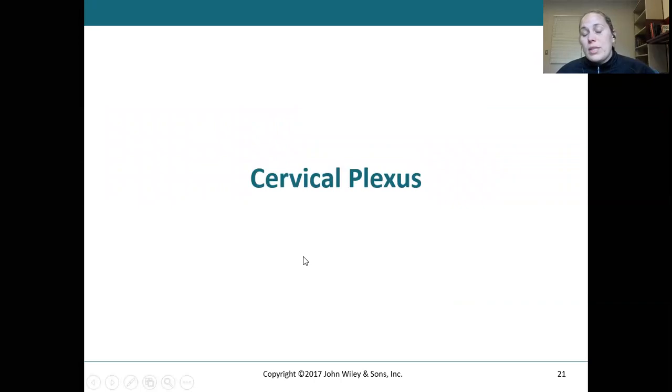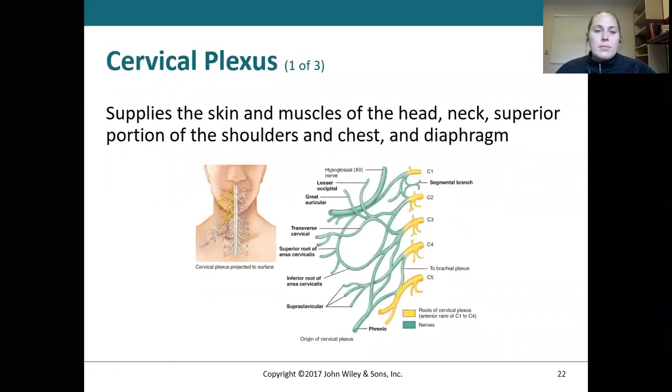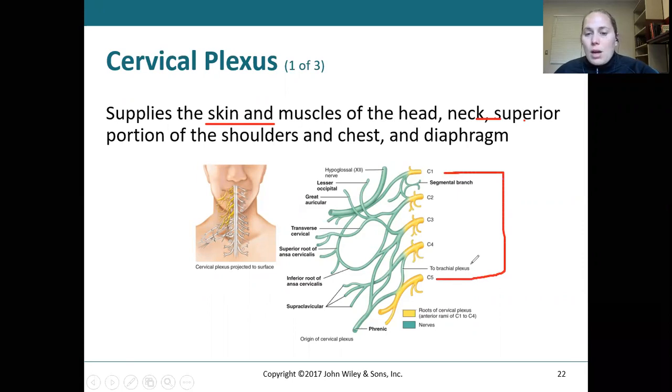Okay, so let's start to work our way through the entire spinal cord. Let's start first with the cervical plexus. This supplies skin and muscles of the head, neck, superior portions of the shoulders, and chest and diaphragm. Here you can basically see C1 through C5. We'll talk about the brachial plexus in following slides.